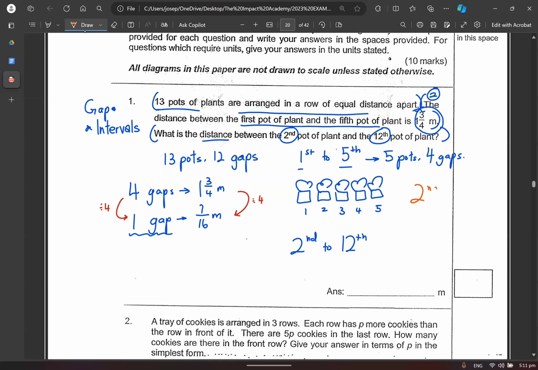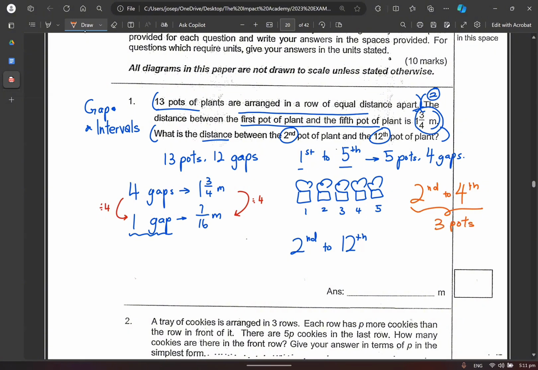Say, for example, second to fourth. From second to fourth, how many are there in total? 3 pots. Agree or disagree? Yeah. First to fifth, 5 pots. Agree or disagree? First to fifth is easy, right? You know first to fifth is 5. But the tricky part is second to fourth. So second to fourth, we know that it's 3 pots, right?